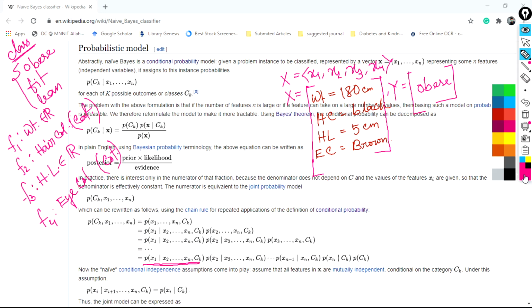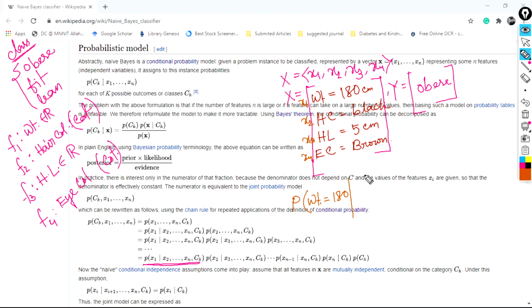So what does this probability mean? We are interested in calculating the probability of x1, where x1 means weight, x2 means hair color, x3 means hair length, and x4 means eye color. Here we are given weight equals 180. We are interested in calculating this probability.